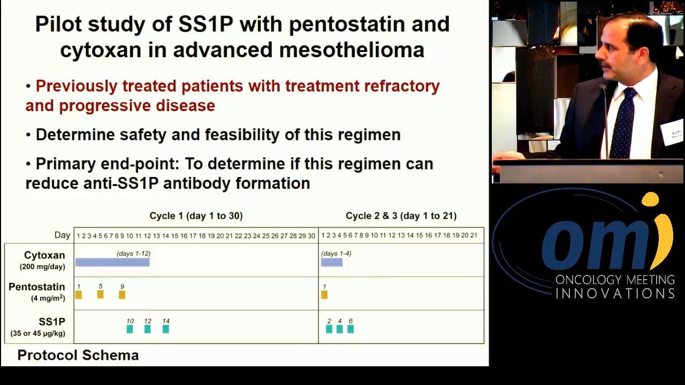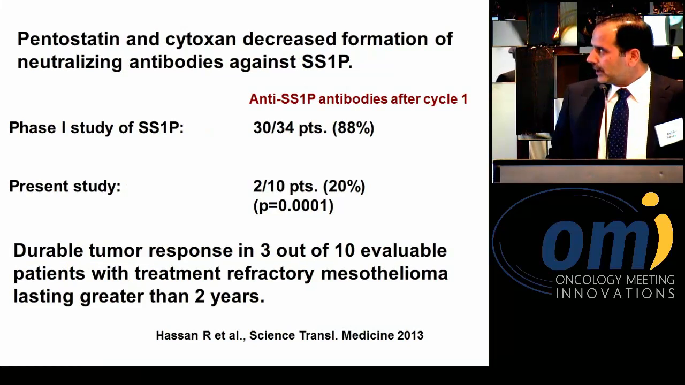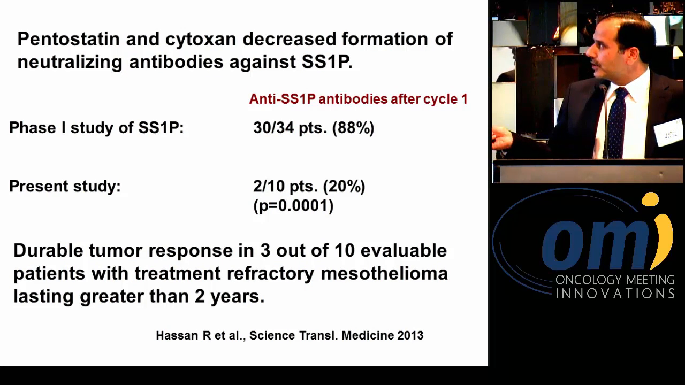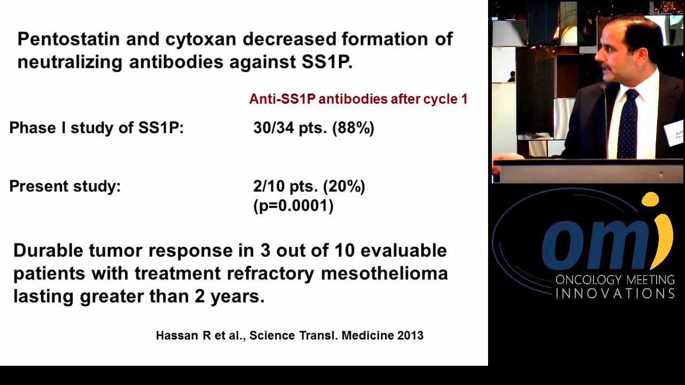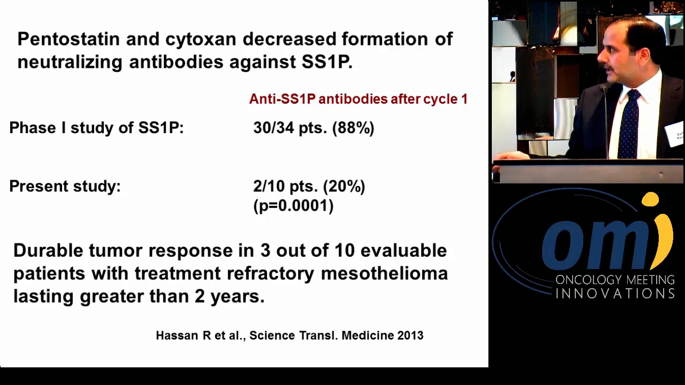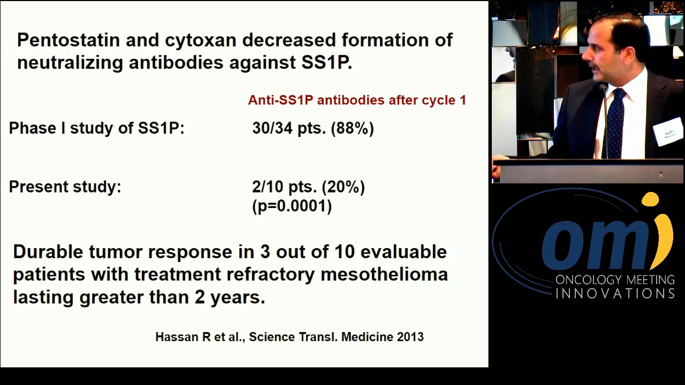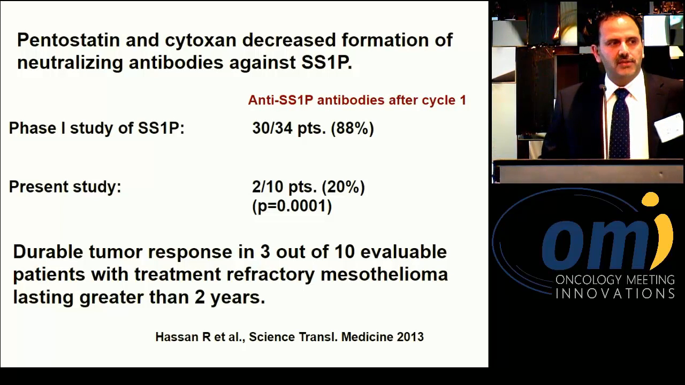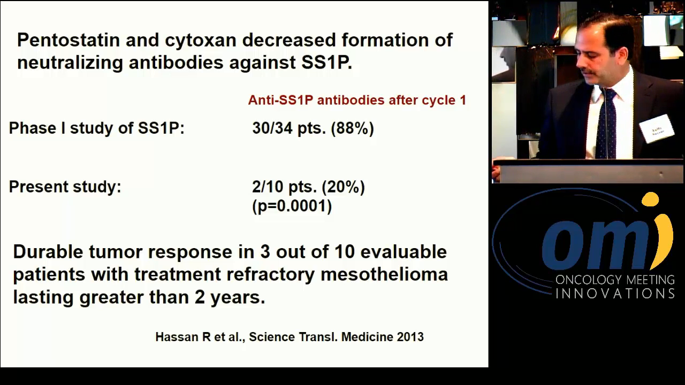The trial design was very similar to the mouse study. You give the patients oral Cytoxan for about 12 days, 3 doses of Cytoxan, and then you come up with SS1P. In subsequent cycles, you give a smaller dose of the drugs. To our surprise, the results showed that using pentostatin and Cytoxan, you can greatly decrease antibodies to SS1P. If you give SS1P alone, 90% of the patients develop antibodies after one cycle, whereas with pentostatin and Cytoxan, only 20% developed antibodies after one cycle. What was even more surprising was that we saw durable tumor responses in 3 out of the 10 treatment refractory patients, lasting more than a couple of years, and one of the patients is almost 5 years out.